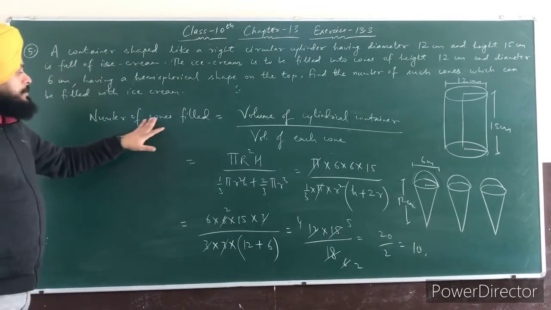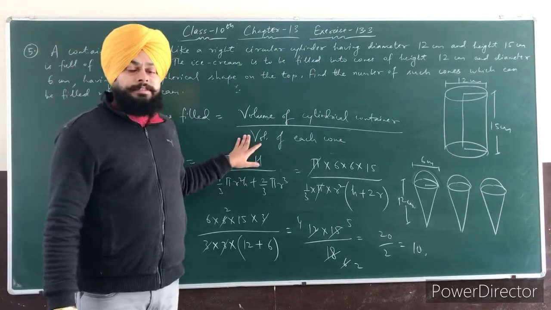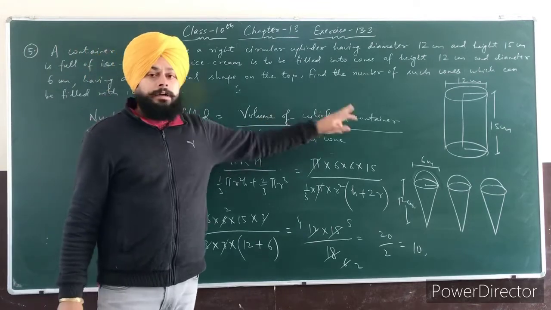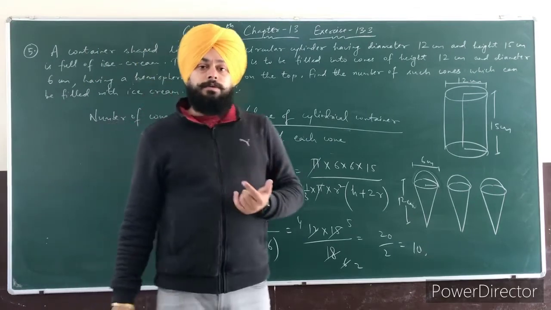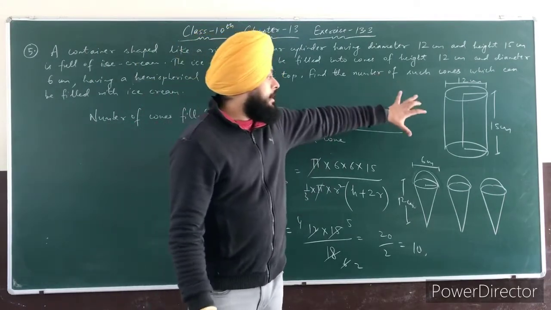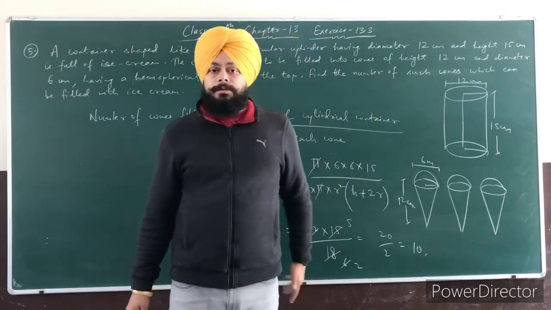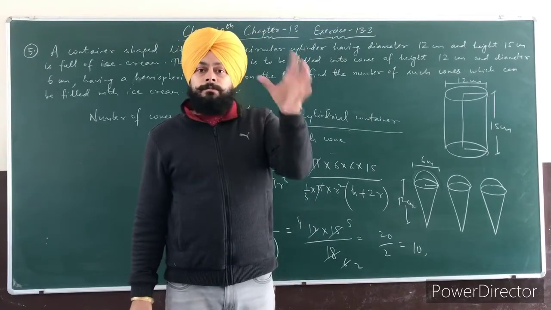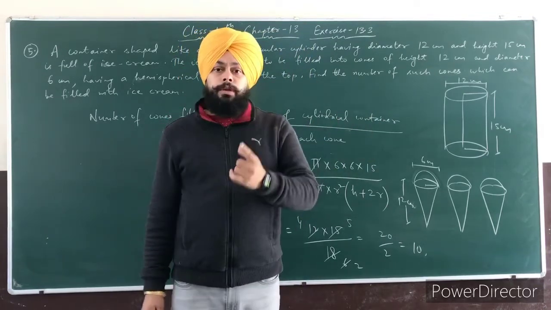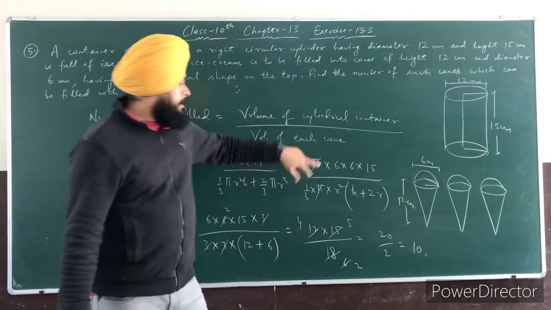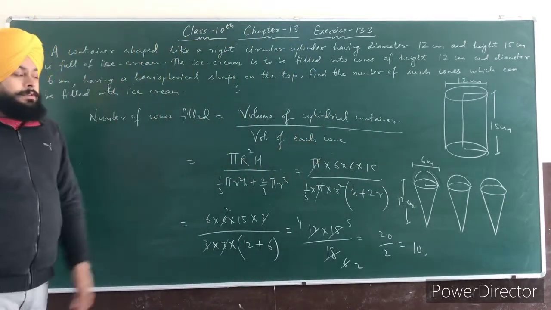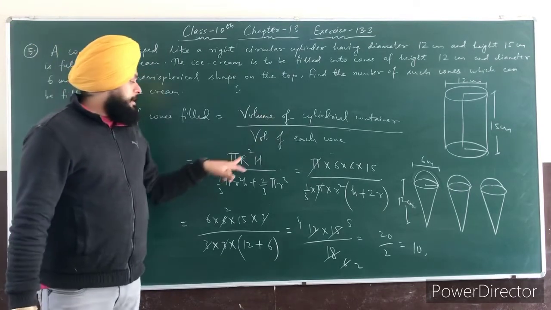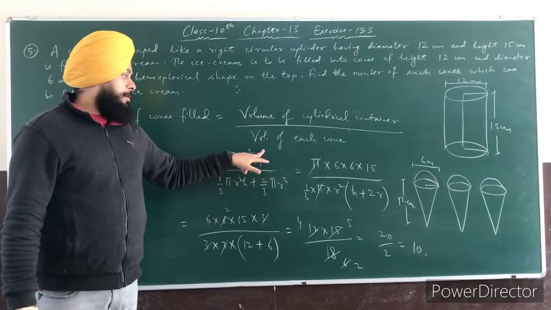So number of cones filled is equal to volume of cylindrical container divided by volume of each cone. ठीक है, you will find how many cones you can fill from that cylindrical container. ठीक है, so total volume write in the numerator and the volume of each cone is write in the denominator. So we have to divide this, we have to get the number of cones. So the volume of cylinder is pi r square h, volume of each cone.